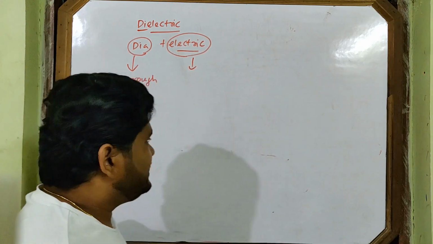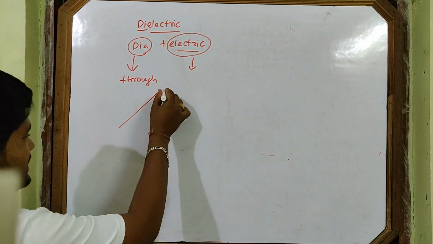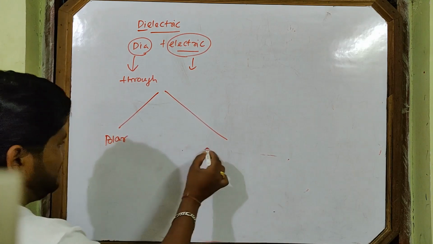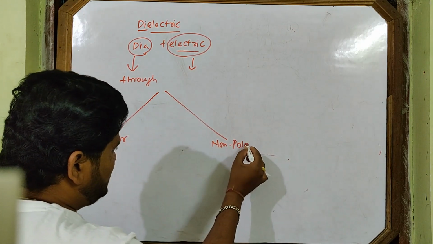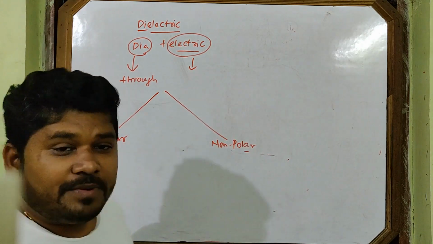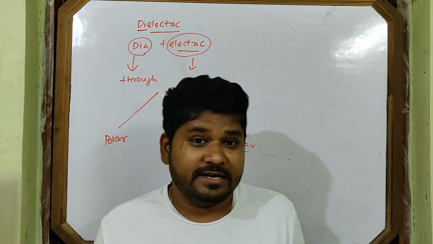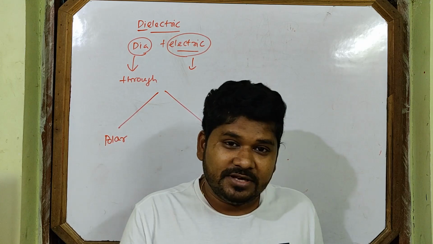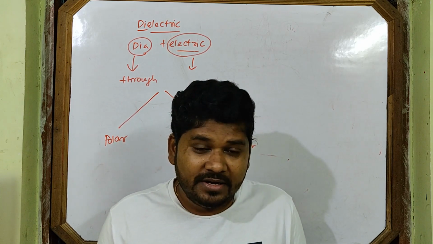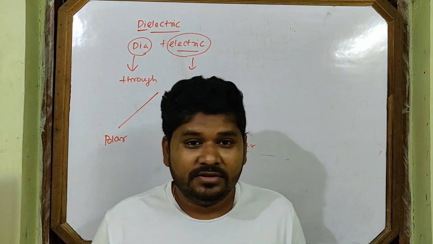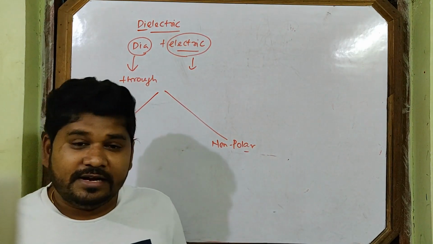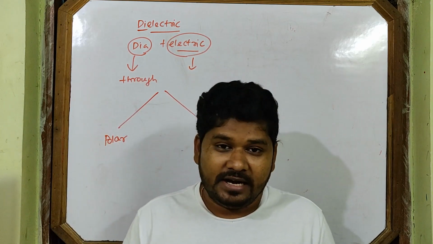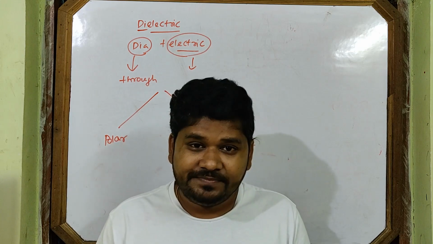Now see, of how many types is a dielectric? What are the two different types of dielectric? One is polar dielectric, another is non-polar dielectric. What do you mean by polar dielectric? A dielectric which contains molecules having permanent dipole moment, that is, a dielectric containing polar molecules. What is non-polar dielectric? A dielectric containing non-polar molecules. Already I have told you what is polar and what is non-polar.